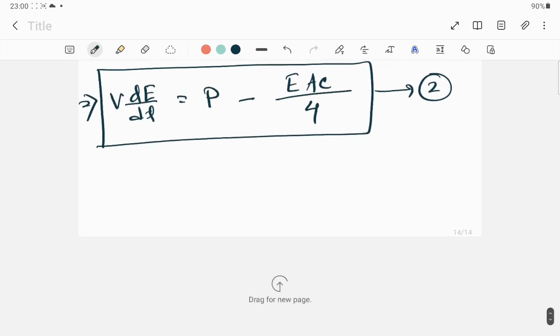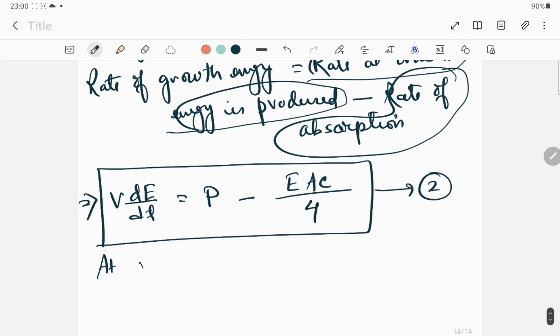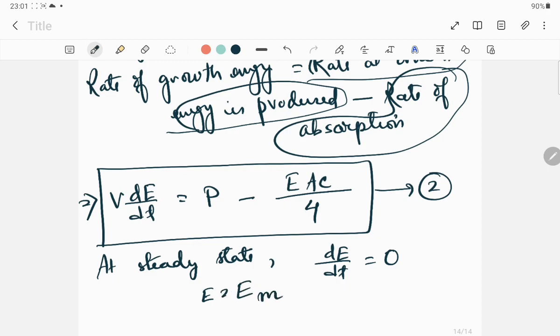Now the steady state. Now at steady state, steady state means energy will not change. Energy will be constant. Energy density will be constant. So variation of energy density will be 0. So it is dE/dt equal to 0. So at steady state, we will consider energy has reached its maximum. So E equal to Em. So dE/dt equal to 0.